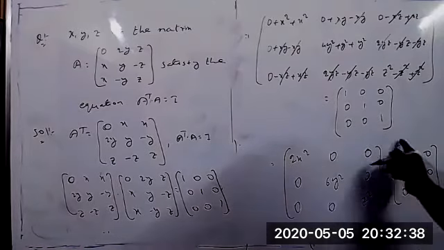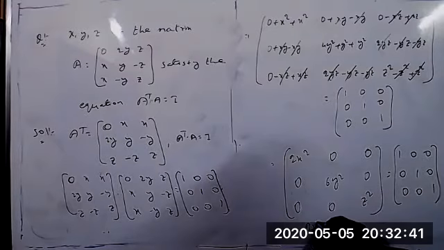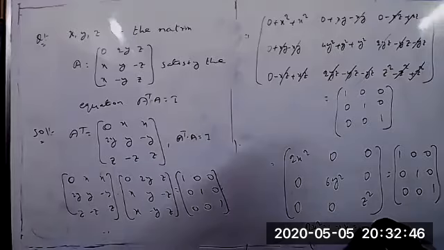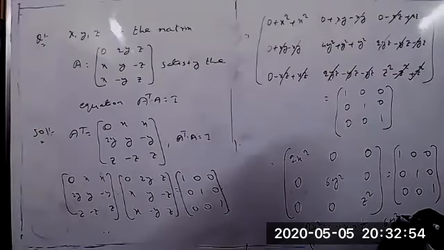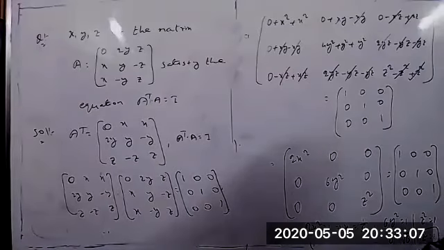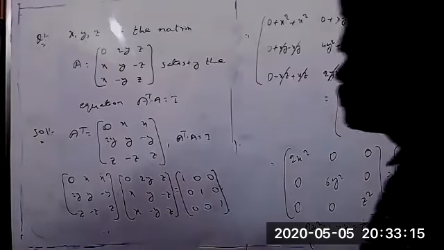First you can write 2x square equal to 1. That implies the value of x equal to 1 by root 2. Am I correct? Next, second one: 6y square equal to 1, means the value of y equal to 1 by root 6. Next, z square equal to 1, means the value of z equal to how much? 1 only. That's it. X equal to 1 by root 2, y equal to 1 by root 6, and z equal to 1.